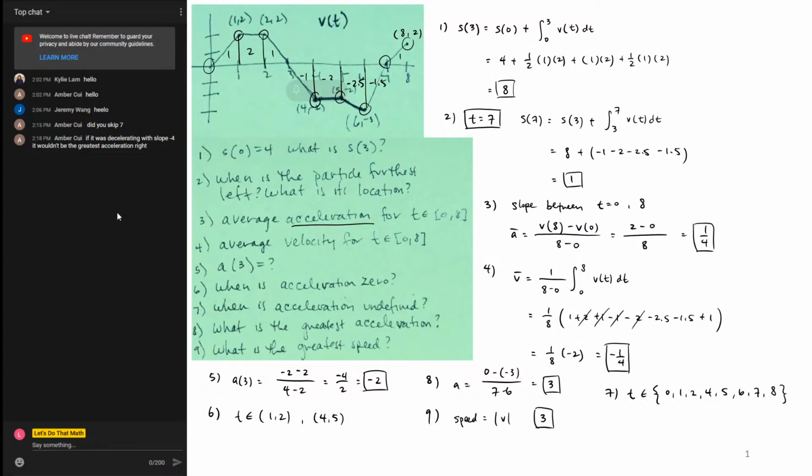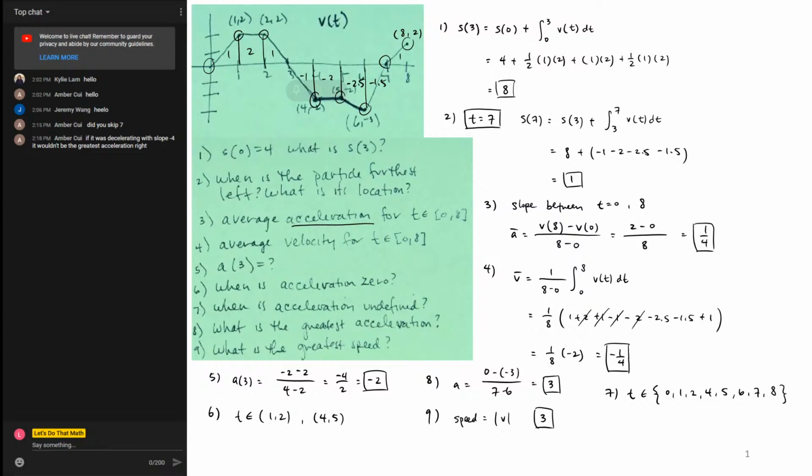If it was decelerating with slope -4, it wouldn't be the greatest acceleration, right? Yeah, because greatest is assuming that it's positive, I guess. Just to clarify, there's nothing here that has an acceleration of 4, but you're just saying that hypothetically, right?